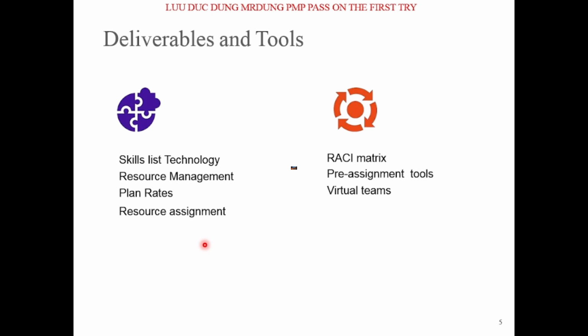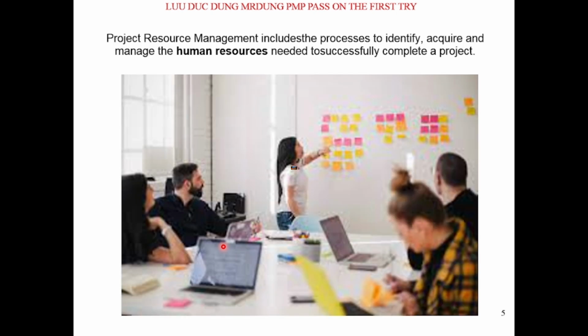Next is deliverables and tools. The first is skills and skills lead technologies. Resource management, plan-based resource assessment. We have a RACI matrix, pre-assessment tools, virtual teams.